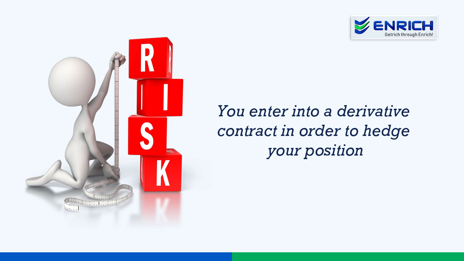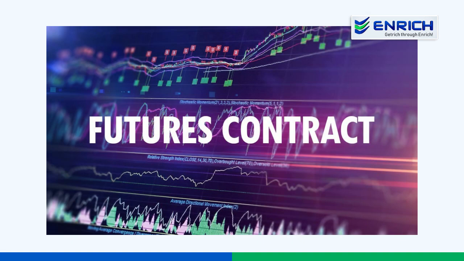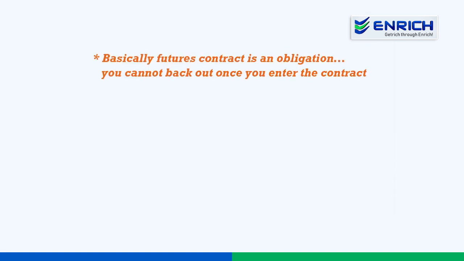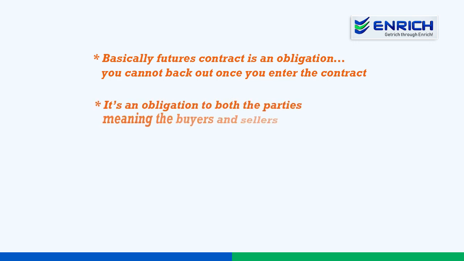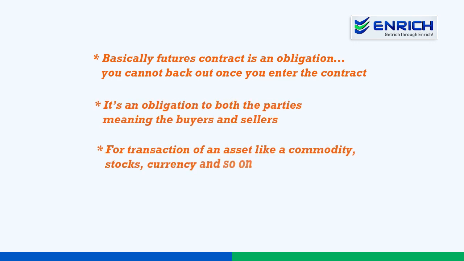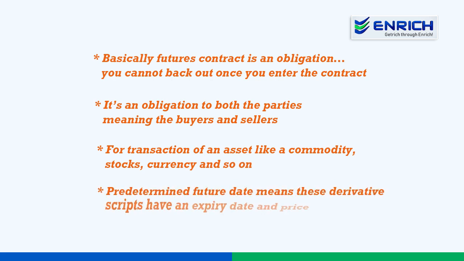So now that you've understood the concept of derivatives, let's look at the first derivative, futures. So what are futures? Basically, a futures contract is an obligation, which means you cannot back out once you enter the contract. It's an obligation to both the parties, meaning the buyers and the sellers, for transaction of an asset like a commodity, stocks, currency, and so on. It also has a predetermined future date. Now, these derivative scripts have an expiry date and price, and that is what we say predetermined future date.